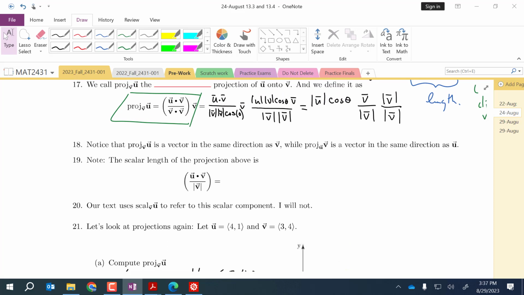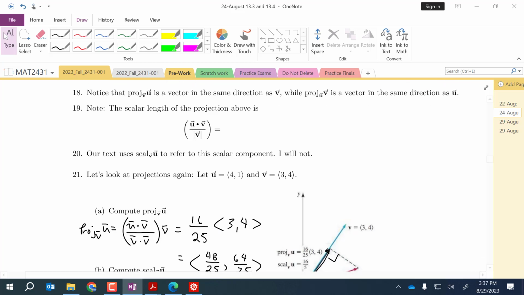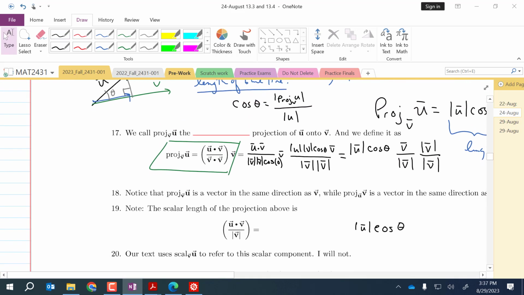No, we'll just rebuild it. Okay? So we started off by saying, what was the scalar projection? It was just this. The length of vector u times the cosine of the angle between them. This, to me, is a very conceptual way of saying, how long is that blue line right there, right?